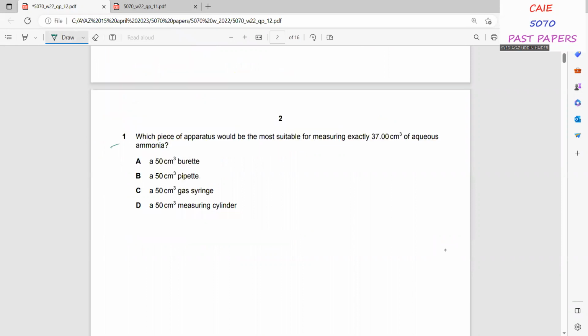Question number 1. Which piece of apparatus would be the most suitable for measuring exactly 37 centimeter cube of aqueous ammonia? So we want to measure an exact volume of 37 centimeter cube. We have only one glassware for this purpose, and that will be the burette. So that will be the right answer for this question.